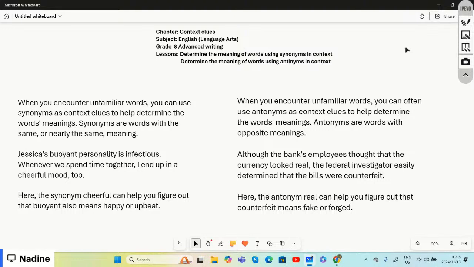The lessons are to determine the meaning of words using synonyms in context, and to determine the meaning of words using antonyms in context, and that is going to be our lessons for today.